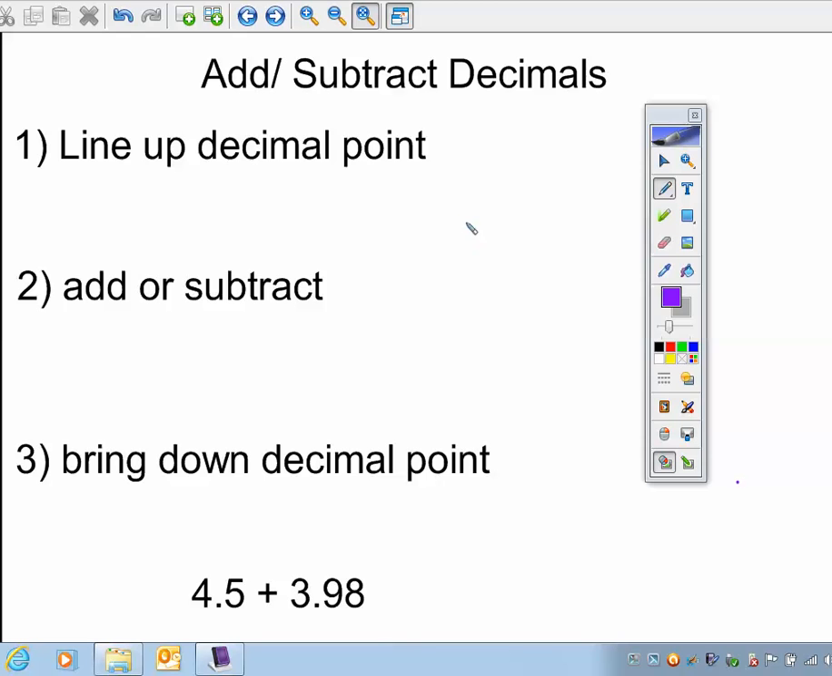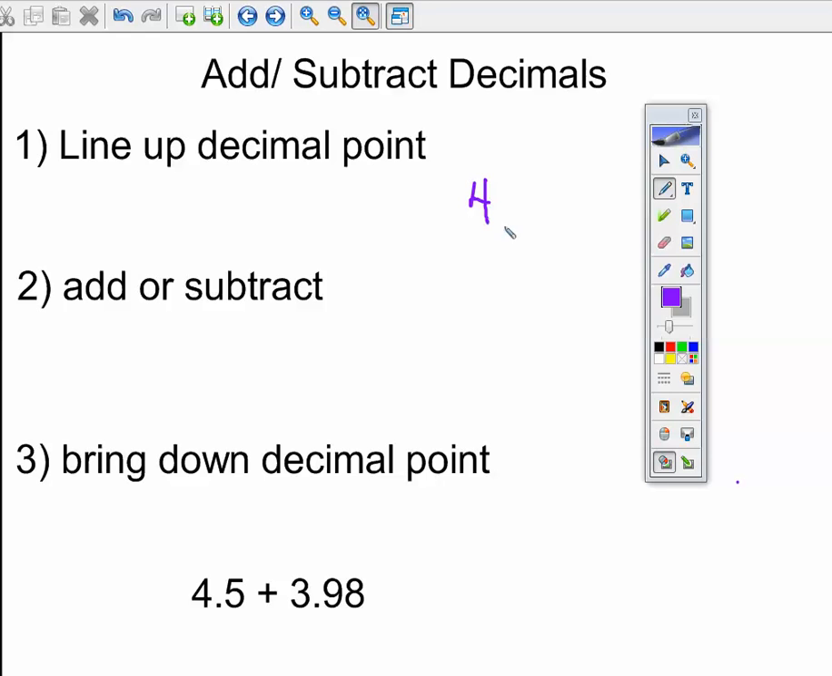So we'll take a look at this first problem. I have 4.5 and I'm going to bring my decimal point straight down. But then it says 3.98, so I'm going to put my 3 under my 4, and my 9 here, and my 8 here, and then this problem says to add.